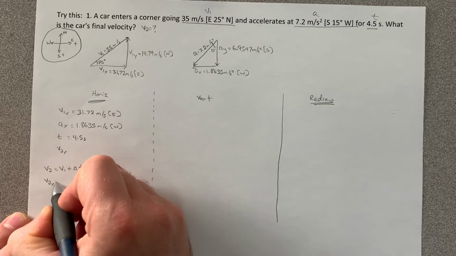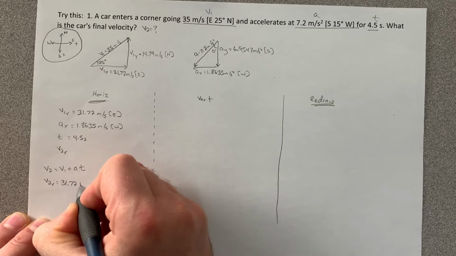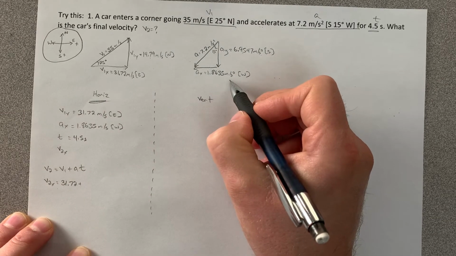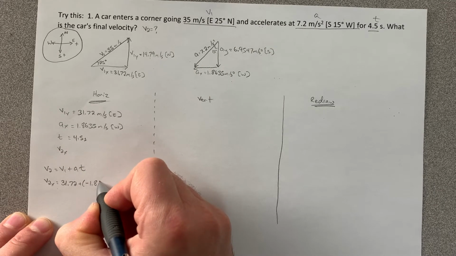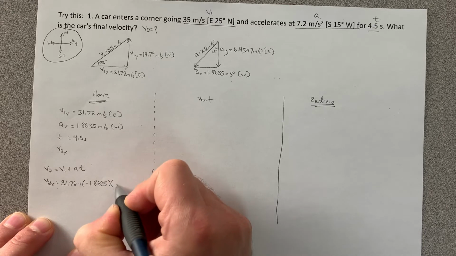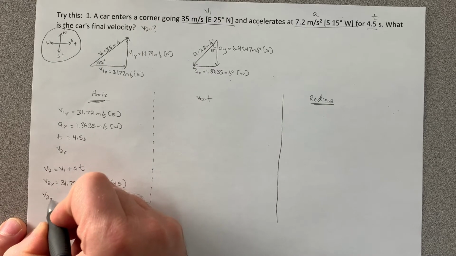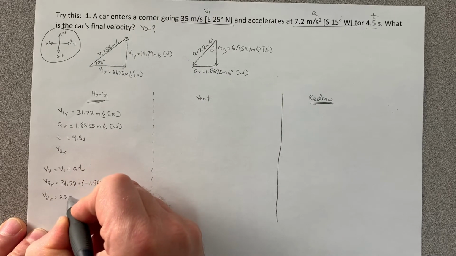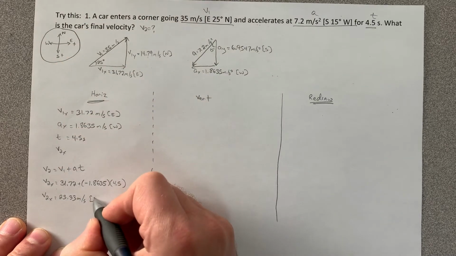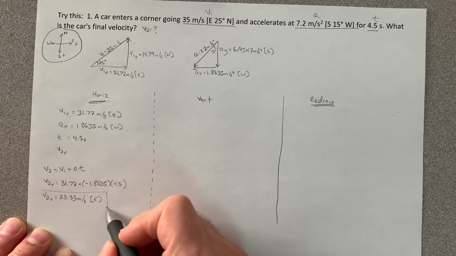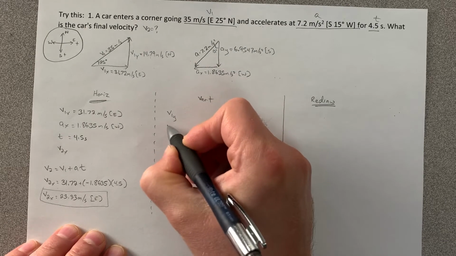Okay, so V2, this is V2x, V1. East is positive, so 3172. Acceleration is west, so it's negative. Again, just watch those signs, pick your positive direction, stick with it as you do it. We'll work this out and we get about 23.33 meters per second. Again, my first answer is always in the positive direction, that's east. So that's not the answer to the question, but there's the horizontal part. I need to do the same stuff in the y direction.